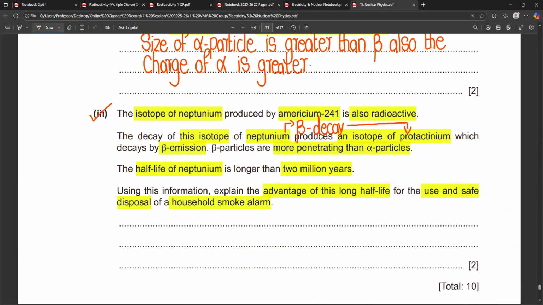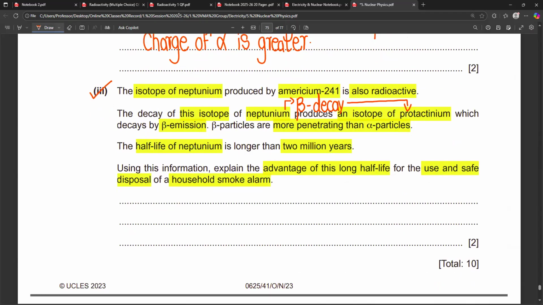So let's suppose we are using a long half-life. Long half-life means that the decay rate of this element is very slow. It takes many years. You can see 2 million years. So it takes 2 million years to decay into half of its original value. So this is a very long time. It is greater than the normal living age of a human being.